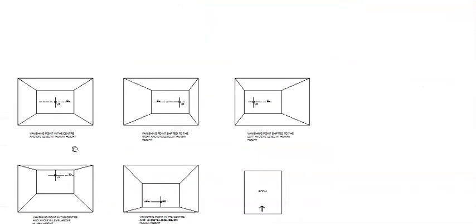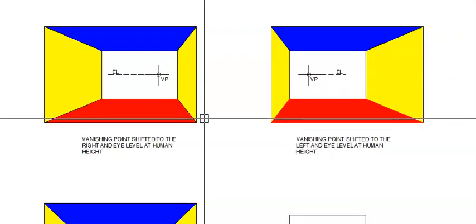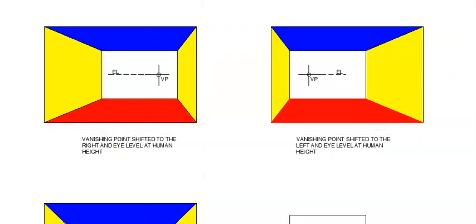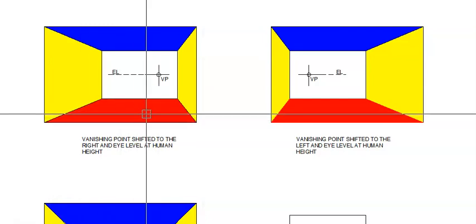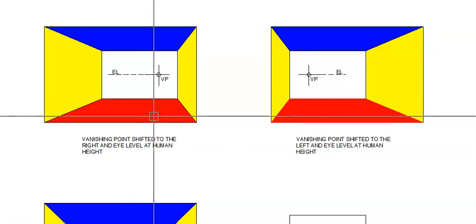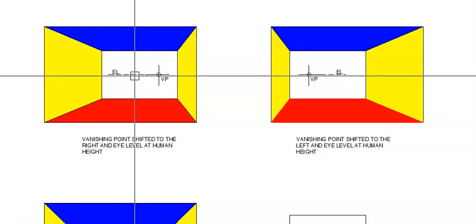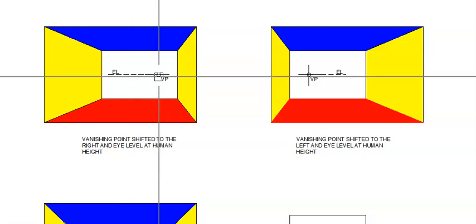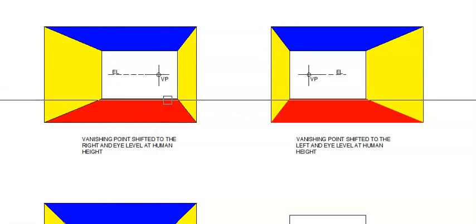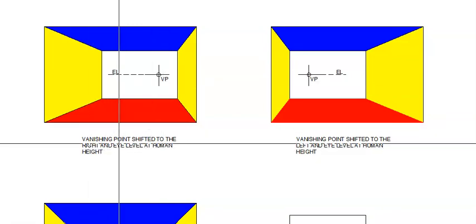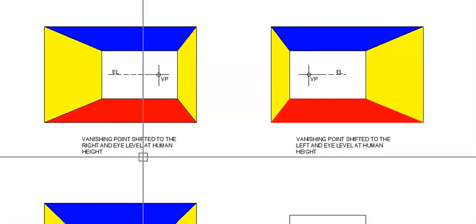Now let us look at the second option. In the second option, you are standing not in the center of the room, but on the right hand side of the room. Therefore this vanishing point is now shifted from the center to the right side. The eye level still remains at the human eye level. So this is the vanishing point shifted to the right and eye level at human height.